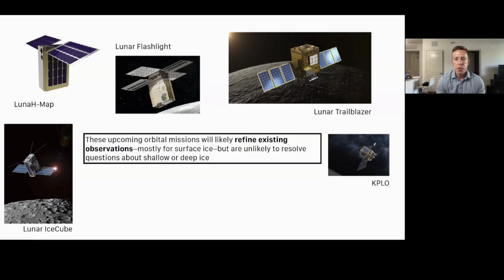Okay, so how are we going to move forward and continue to build our understanding of the lunar volatile cycle and these ice deposits at the poles? There is a slate of new missions on the books. There are a lot of CubeSats and SmallSats that are going to look at the poles. And I think these missions in particular are likely to refine our existing observations, mostly for the surface ice.